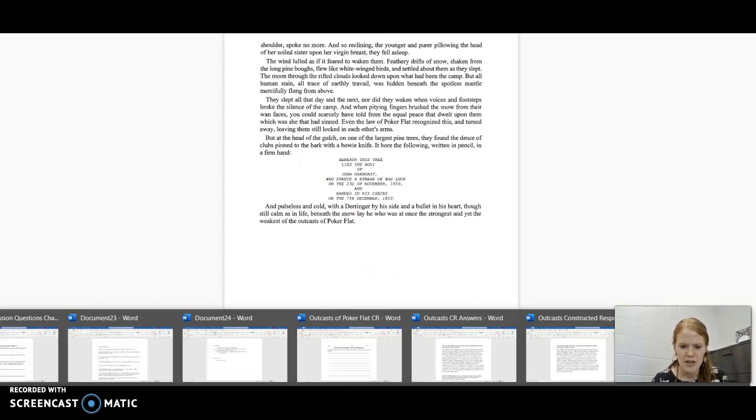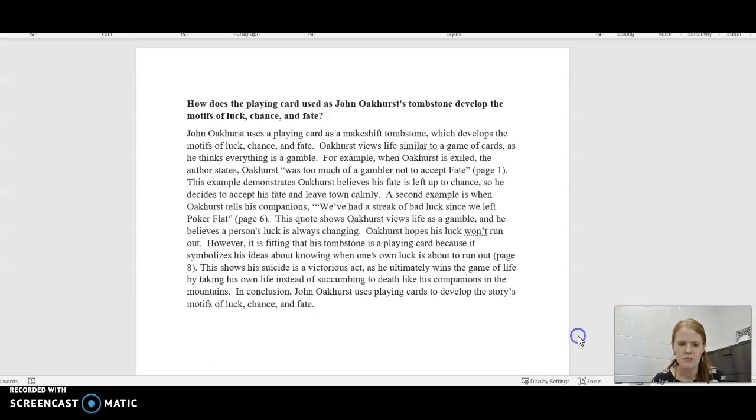So I want to talk to you guys about the constructed response example that I provided for you. Which is, how does the playing card used as John Oakhurst's tombstone develop the motifs of luck, chance, and fate? John Oakhurst uses a playing card as a makeshift tombstone, which develops the motifs of luck, chance, and fate. And here's where really the answer comes in. Oakhurst views life similar to a game of cards, as he thinks everything is a gamble, right?